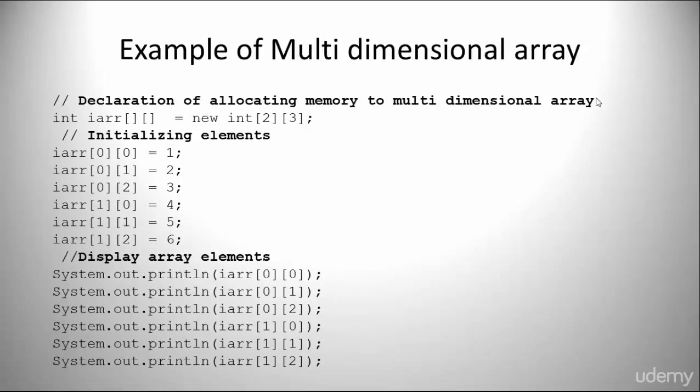Here is an example of a multidimensional array. In this code, we have the declaration of allocating memory to the multidimensional array, the 2 and the 3, just like we see in our previous little example right here. Then we have the initializing elements, and we have the display array elements. This example shows how to declare, initialize, and display multidimensional arrays.